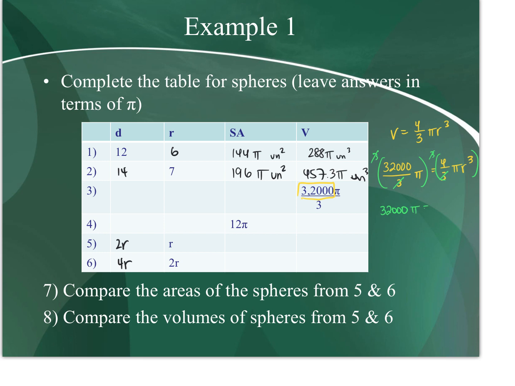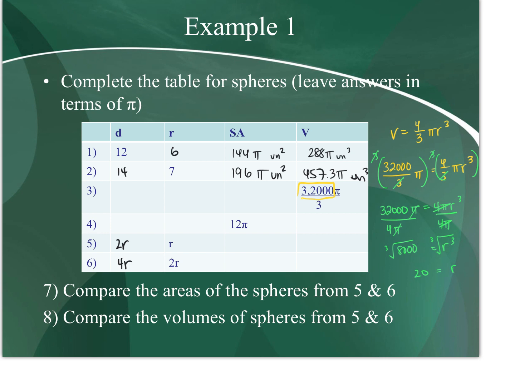So I'm going to get 32,000 pi equals 4 pi r cubed. Now I'm going to divide by 4 pi on both sides, because that's going to help me to get r isolated, right? So 32,000 divided by 4 is 8,000, and my pi's are going to cancel. So now I've got 8,000 equals r cubed. So I should be able to take the cube root of both sides, and that should give me r. So the cube root of 8,000 is 20.